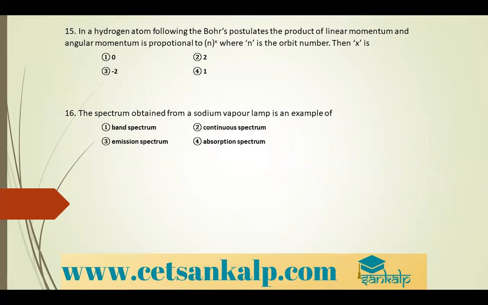In a hydrogen atom, following the Bohr's postulate, the product of linear momentum and angular momentum is proportional to n to the power x, where n is the orbit number, then x is?